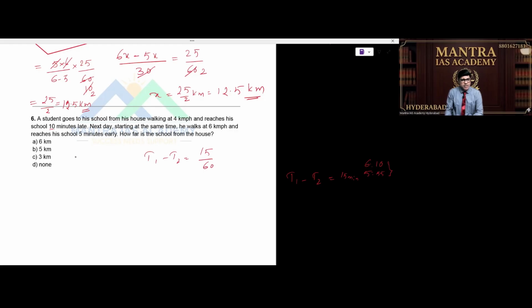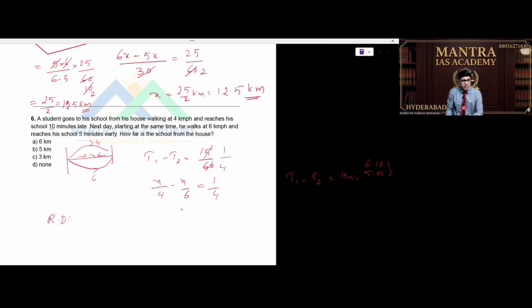Now application, distance is the same story. X by first speed, X by second speed, because distance is constant. It is 4. Reverse is, of course, next day it is 6. So this is X by 4 minus X by 6, equal to 15 by 60, 15 ones are 15, 15 fours are 60. You can find that is 1 by 4. Method is the same, you can find and you will get the answer.